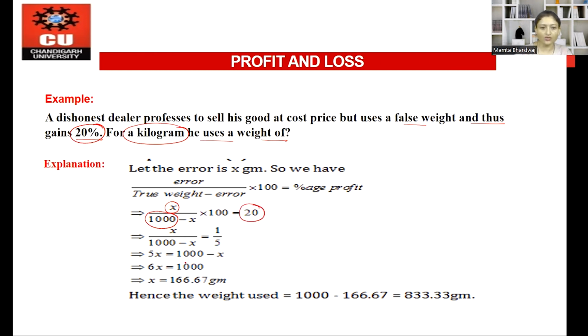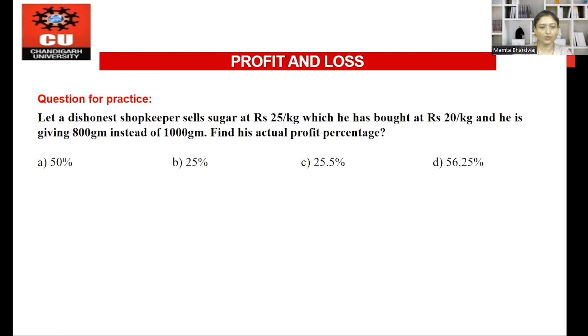So when we solve, we will get the value of error as 166.67 grams. And we need to find out how much he is using instead of 1000 grams. So we need to find the difference between these two values. So we will get 833.33 grams. This is the weight he is using instead of 1000 grams. So let's discuss the concept once again with the help of questions.